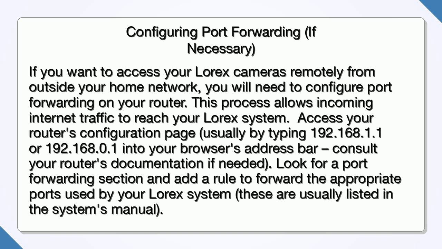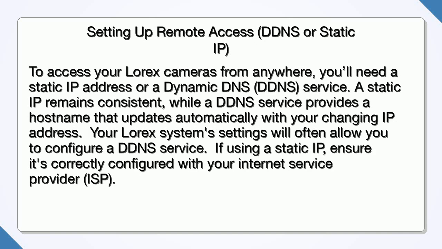This process allows incoming internet traffic to reach your Lorex system. Access your router's configuration page, usually by typing 192.168.1.1 or 192.168.0.1 into your browser's address bar. Consult your router's documentation if needed. Look for a port forwarding section and add a rule to forward the appropriate ports used by your Lorex system. These are usually listed in the system's manual.